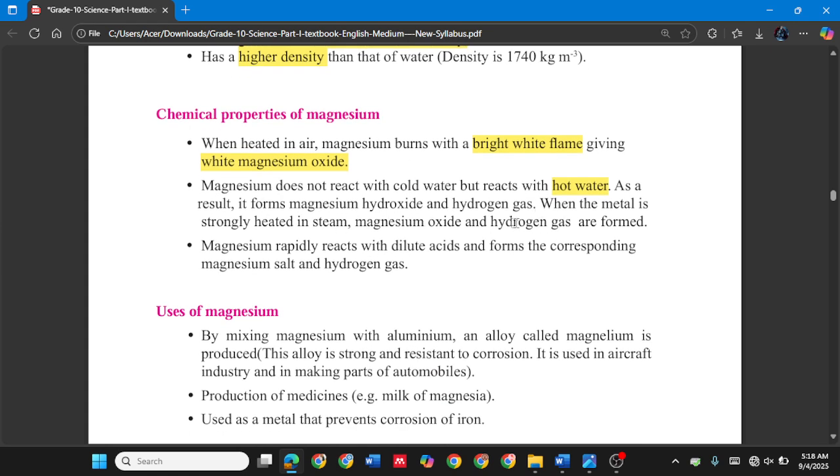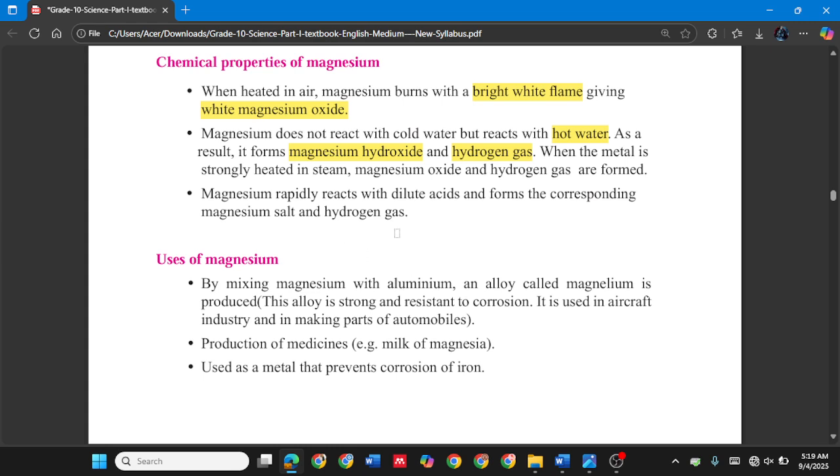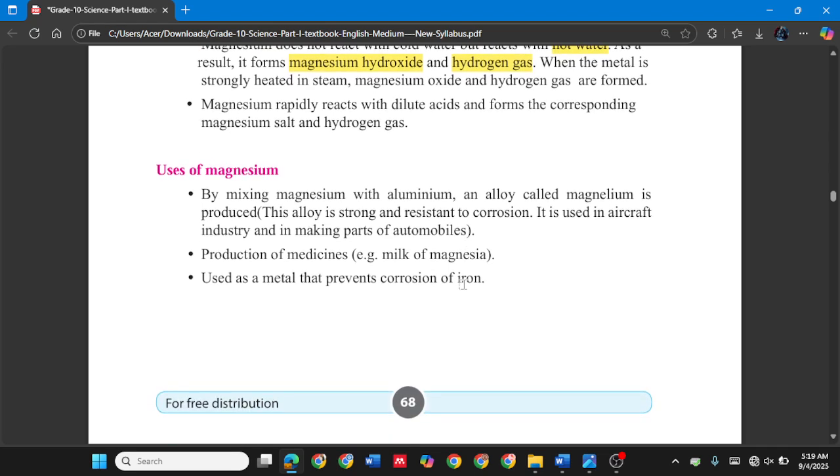As a result, it forms magnesium hydroxide, like the sodium case, and hydrogen gas. When a metal is strongly heated in steam, magnesium oxide and hydrogen gas are formed. Magnesium rapidly reacts with dilute acid and forms a corresponding magnesium salt and hydrogen gas.